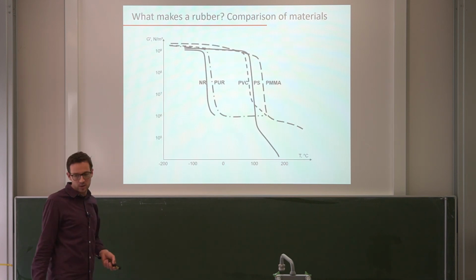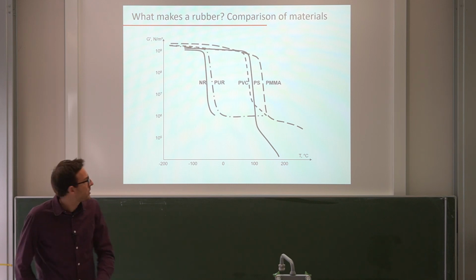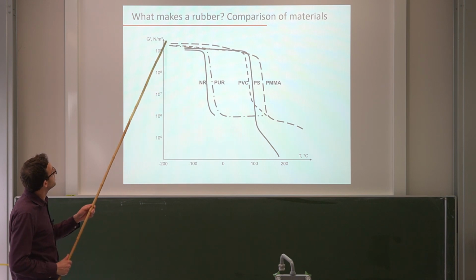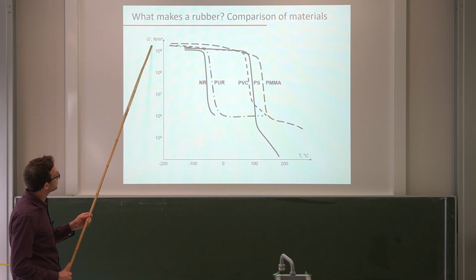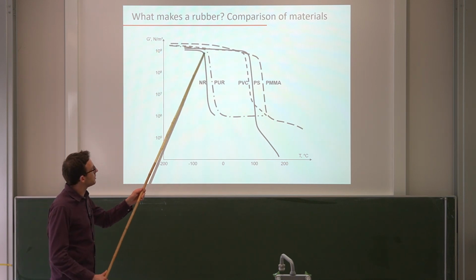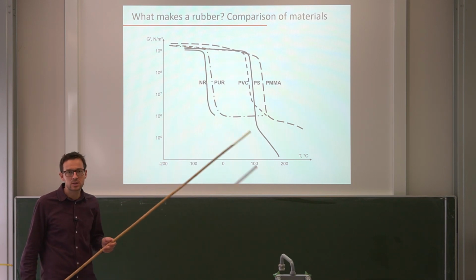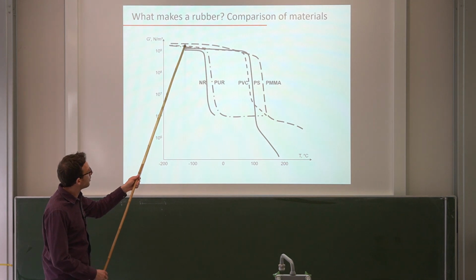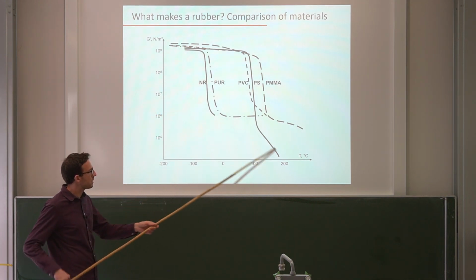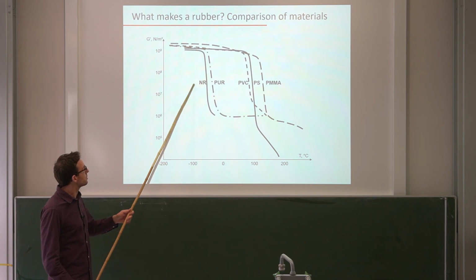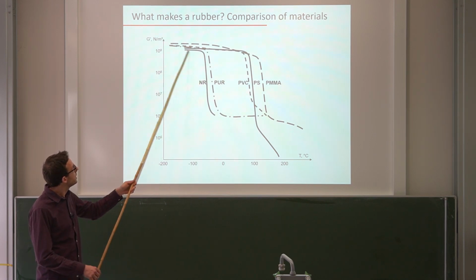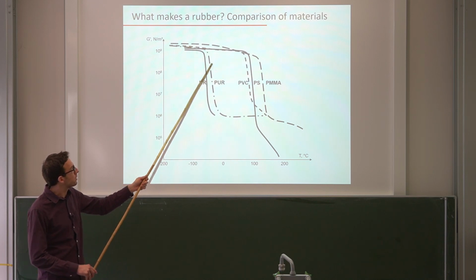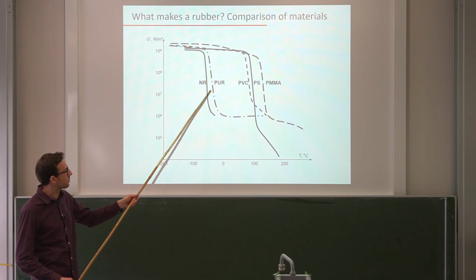Okay, so what makes a rubber? Here is a comparison of different materials. And you see that G prime is kind of the modulus of different materials, which is a good measure for the elasticity, similar to the glass transition temperature if you want, and it drops very rapidly for different types of materials at different temperatures. So you see for NR, natural rubber, it drops very early, minus 70 degrees or so. For certain types of polyurethanes, you come somewhat close to this.